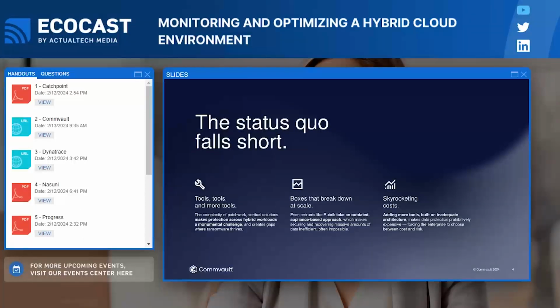The result, they're expensive. Adding more tools built on inadequate architectures makes data protection prohibitively expensive, forcing enterprises to choose between cost and risk. Most of our customers have added this patchwork of tools over time. Now is the opportunity that they're taking to refresh their stack with a consolidated, unified, high security, low risk, low TCO approach.